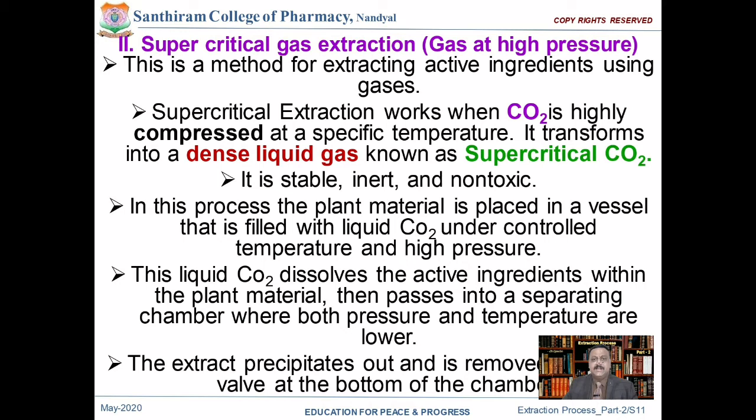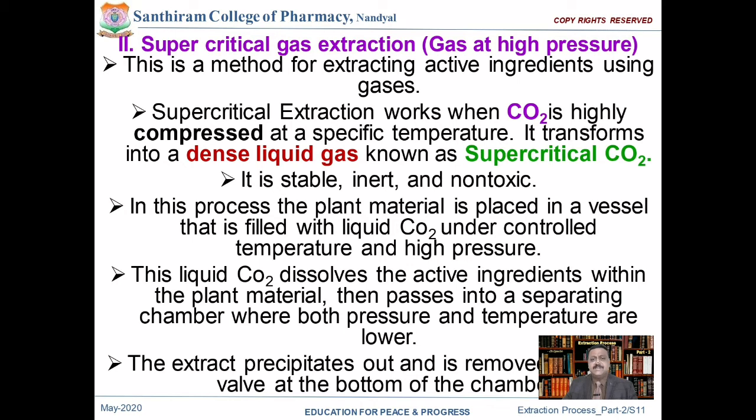Well, supercritical gas extraction is a method for extracting active ingredients using gases, normally liquefied gases. A supercritical extraction works when carbon dioxide is highly compressed at a specific temperature, and during this process it transforms into a dense liquid gas known as supercritical carbon dioxide, as I told you earlier. And this supercritical carbon dioxide is stable, inert and non-toxic.